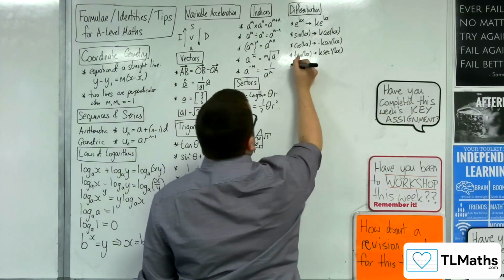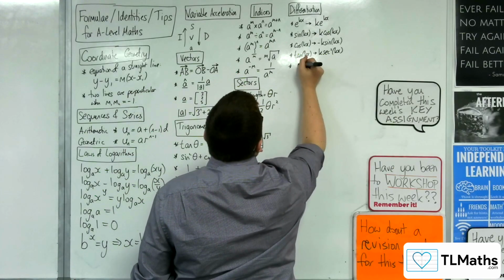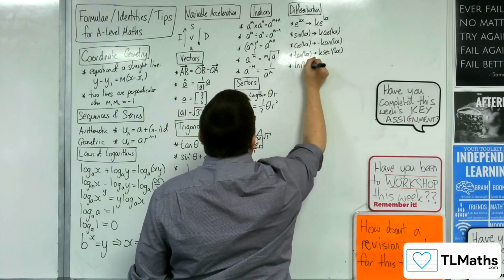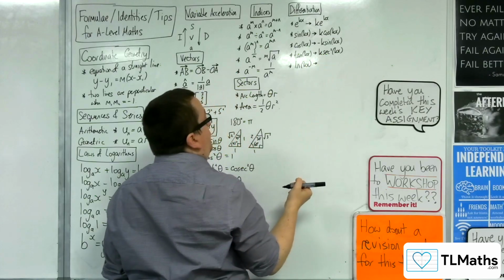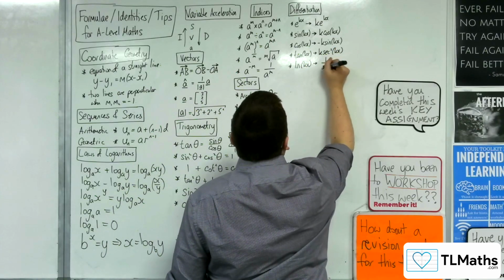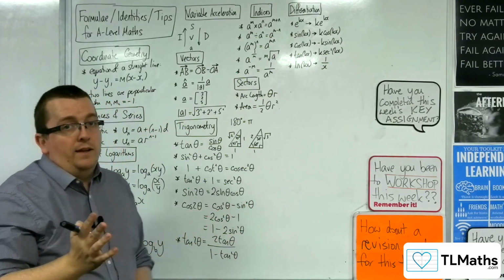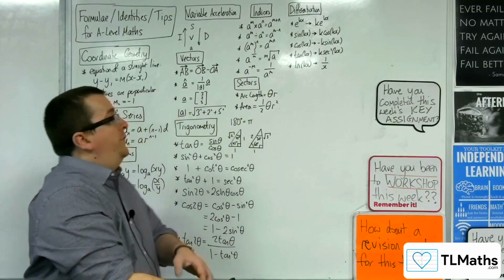You've also got log of kx. Now that differentiates to 1 over x, regardless of the value of k, as long as k is greater than 0.